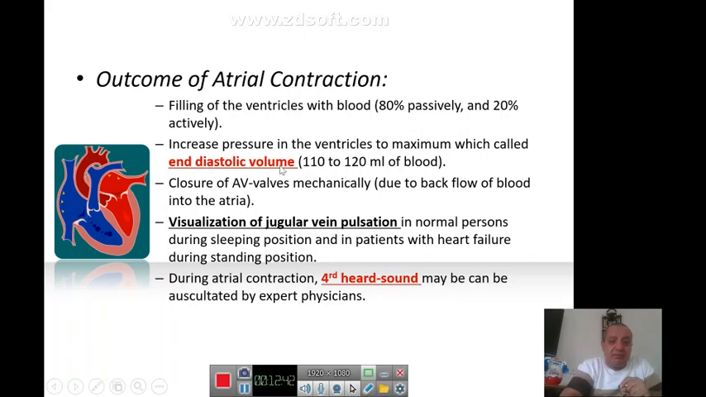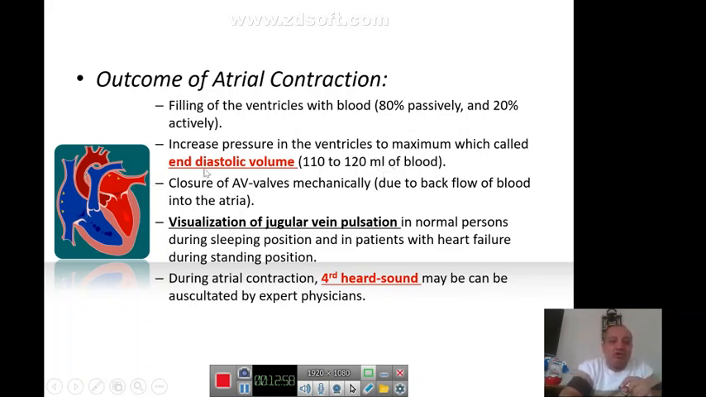We call this pressure end diastolic volume. End diastolic volume means the volume of blood at the end of the diastole, or at the end of the cardiac diastole. It is equal to 110 to 120, approximately 120 milliliters of blood.